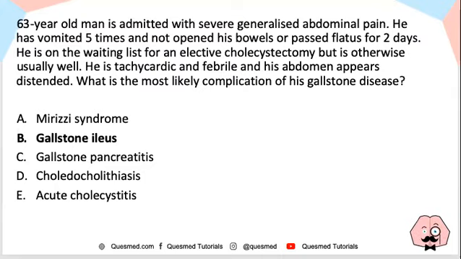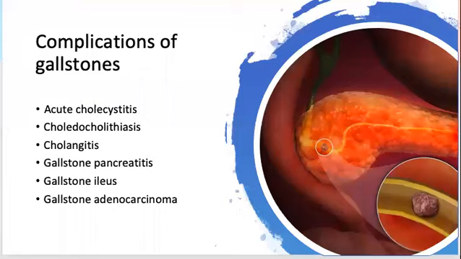Acute cholecystitis is the most common complication of gallstone disease, and although this patient is febrile, the abdominal distension and history of absolute constipation make bowel obstruction a much more likely diagnosis. So we've touched briefly on most of these, but common complications and less common complications of gallstones include acute cholecystitis, CBD stones, ascending cholangitis, gallstone pancreatitis, gallstone ileus, and gallbladder adenocarcinoma.